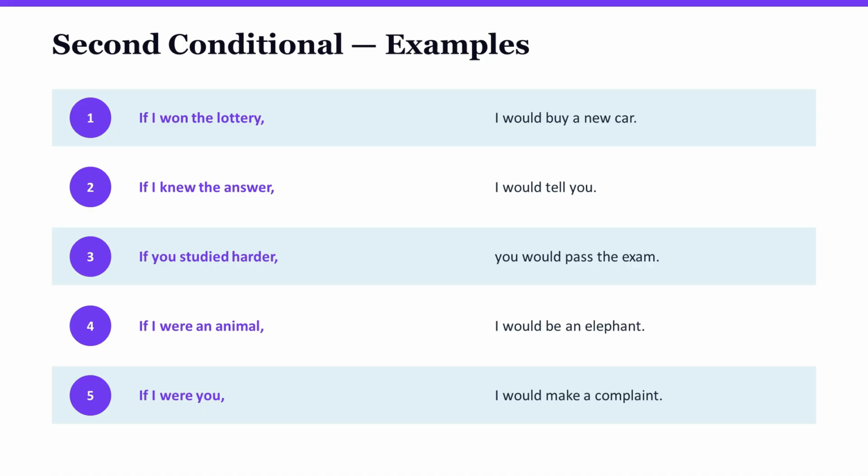Example 4. If I were an animal, I would be an elephant. This is purely imaginary. Notice the use of were instead of was. Example 5. If I were you, I would make a complaint. Again, notice we say, if I were you, not, if I was you. The second conditional helps us imagine situations that are not real.